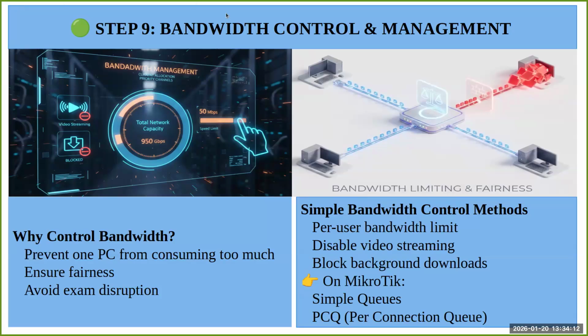So, why control bandwidth? We control bandwidth so that one system will not consume more data than the other, to ensure fairness and to avoid exam disruption. We actually do it only when things are critical. Hey, Delta, you are disturbing us. We actually do that from our router. We apply a policy on our router that does that. So that is the simple bandwidth control method which we use.